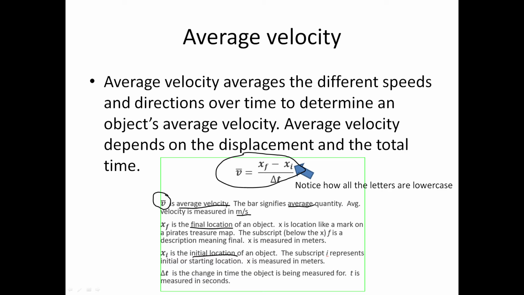And then the delta t represents time or change in time. t is the time it takes for an object to get from xi to xf.